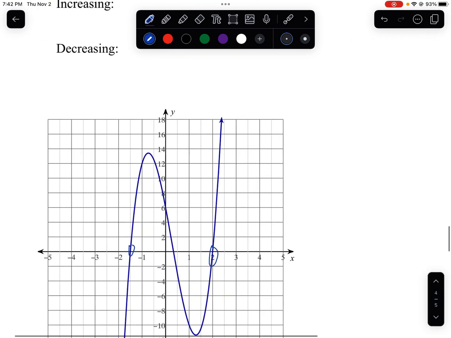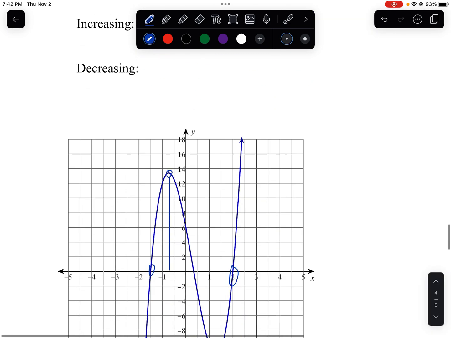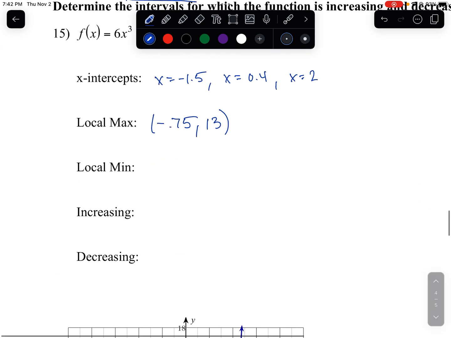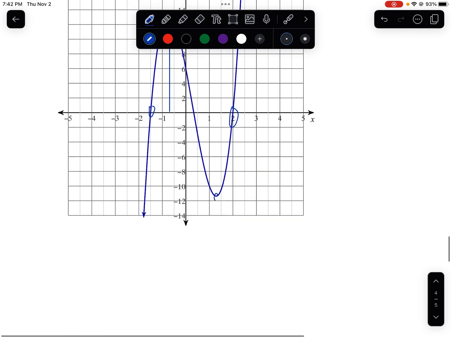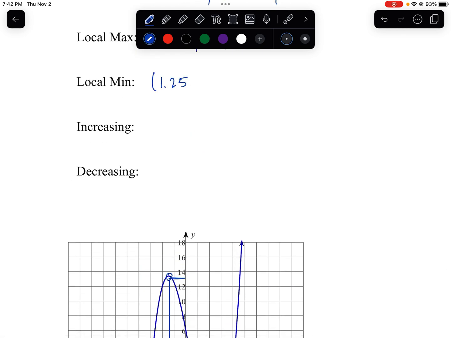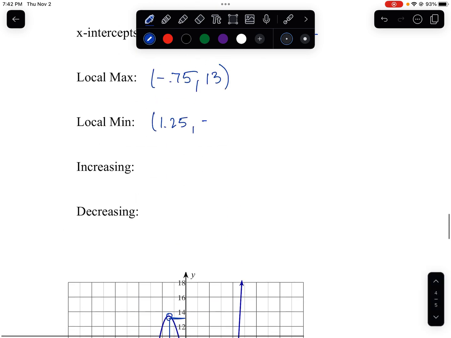The local maximum, that's right here. That appears to have a coordinate point somewhere about like right here. That looks like it's negative 0.75 maybe. Comma, the y value appears to be maybe like 13. So there's your local max. For the local minimum, that's down here. That appears to be somewhere close to maybe 1.25 or something like that. And the y value appears to be somewhere about negative 11. There you go.